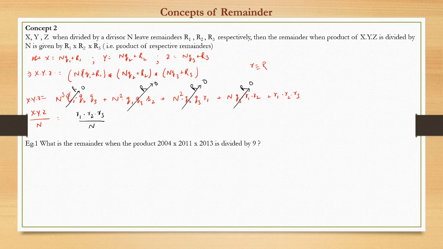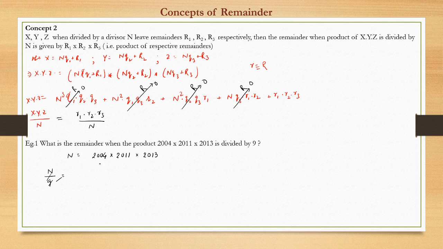Now we will see some examples of this. It has been given that n is nothing but 2004 into 2011 into 201113. Now if this number has to be divided by 9, what would be the remainder? So n by 9.